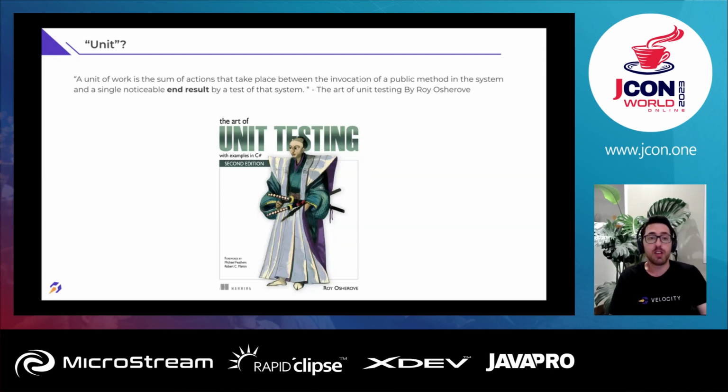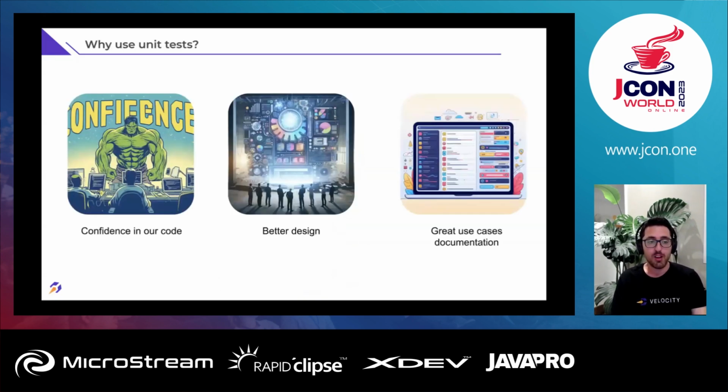So why use unit tests in the first place? We have three main and really good reasons, in my opinion. First of all, confidence in our code. If we have good tests, specifically unit tests, we'll be more confident making changes and delivering good code. And it will also lead us to a better design.